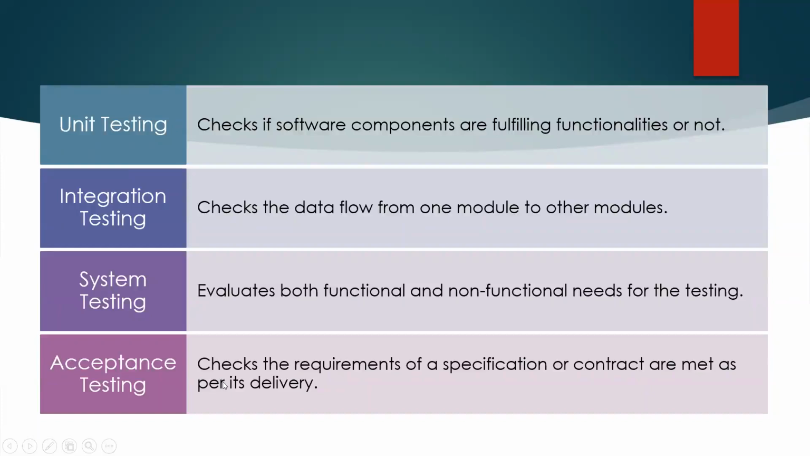Next is acceptance testing, checking that the requirements of a specific specification or contract are met as per its delivery. So it's very simple. When we are trying to accept something, we do general checks, right? If you are going to buy a product, you don't open it, right? For example, if you are buying a bike, you are going to generally check whether it is able to turn on the machine, able to shift the gears, and take the speed and everything. That's nothing but a kind of acceptance testing.